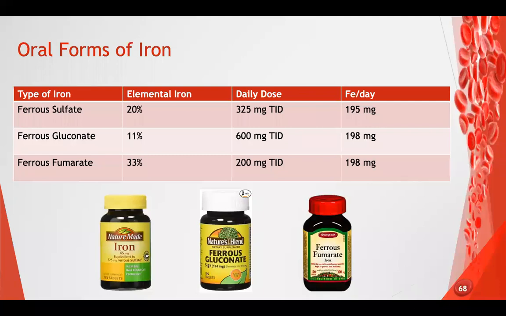We have ferrous sulfate, which provides 195 milligrams per day if 325 milligram tablets are taken 3 times a day. So it will provide a total of 195 milligrams daily. The ferrous gluconate contains 11% of iron, and it's typically taken 600 milligrams 3 times a day. And the ferrous fumarate is 200 milligrams taken 3 times a day. So these are the versions of the oral iron supplements on the market.